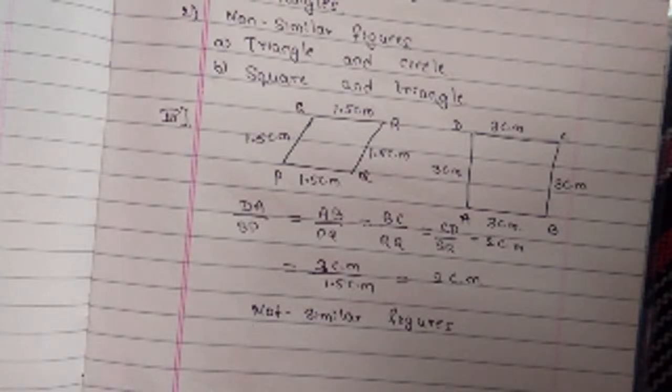So this is a very important chapter. Don't miss the class. A congruent figure means all the angles and sides are equal to each other, and a similar figure means all the sides are in the same ratio and all the angles are equal to each other.